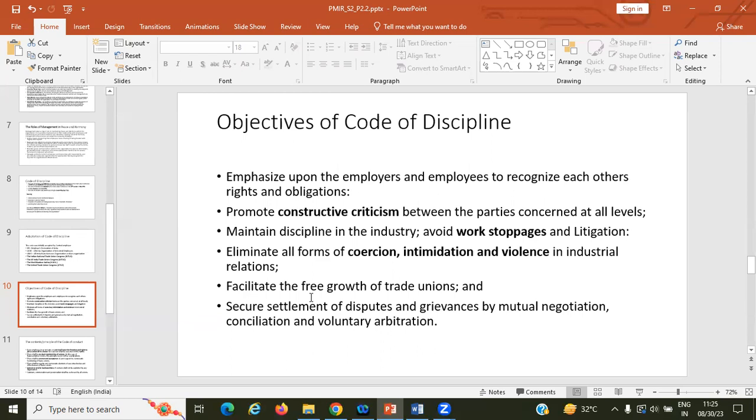Eliminate all forms of coercion, intimidation, and violence. What does it mean? Intimidation, coercion. This means any kind of violence, any kind of marpit, violence.